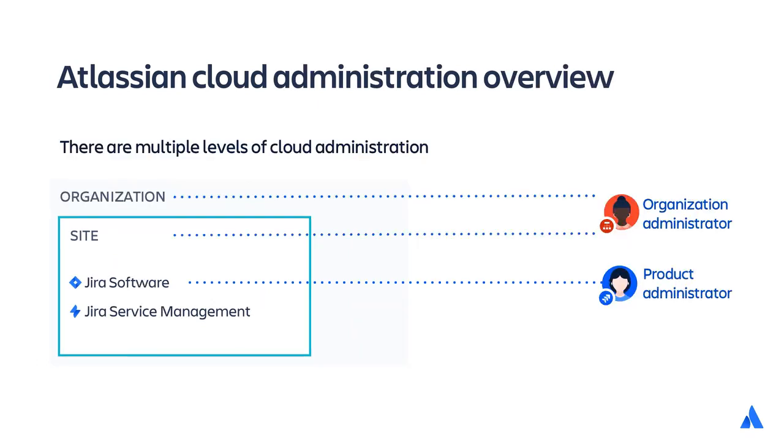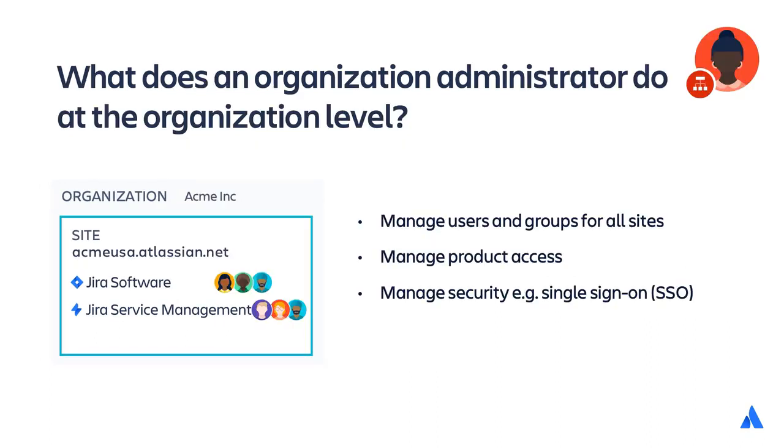Atlassian Cloud consists of multiple levels of administration. The organization administrator operates at the organization and site levels, and the product administrator operates at the product level. An Atlassian Cloud organization gives the organization administrator an overview of the sites, products, users, and groups that are in use across their organization. The organization administrator manages their users and groups for all sites at the organization level.